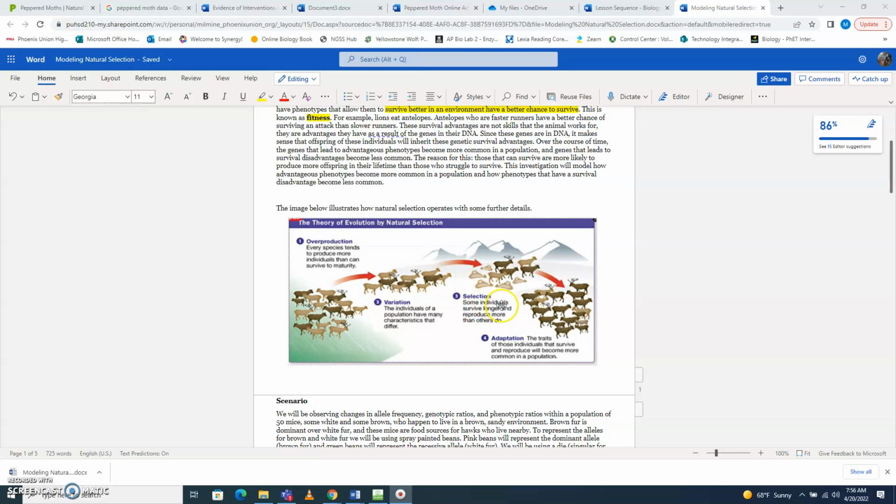Number 3, selection. Some individuals survive longer and reproduce more than others do. So it looks like these ones here survived longer than the ones that died, which are laying on the ground. As a result, they're going to have more kids. And notice that there's more dark brown than light brown. As a result, the population becomes darker in color. There's more dark brown individuals which can pass on those traits to the future generation. And lastly, number 4, adaptation. The traits of those individuals that survive and reproduce will become more common in a population.